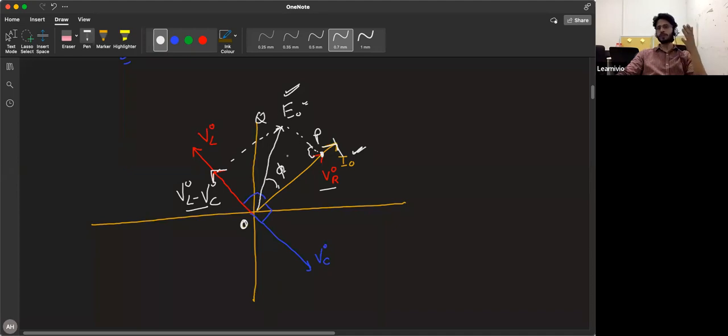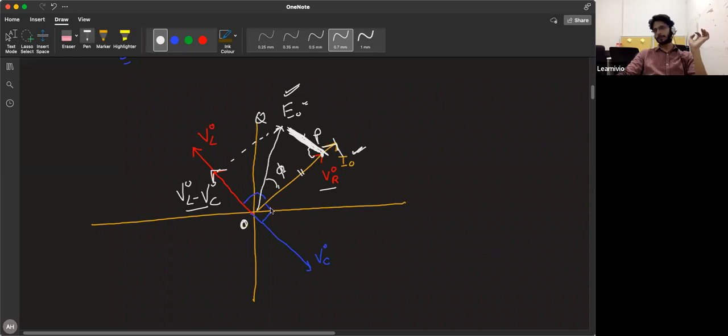So in OPQ, what is tan phi? Tan phi is perpendicular by base. Can anyone tell me the length of this perpendicular PQ? Which vector here is representing this PQ? PQ is represented by which vector? VL minus VC. Good. V naught L minus V naught C.